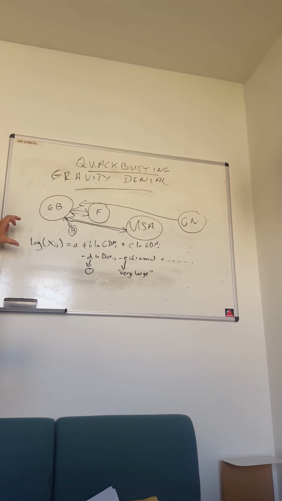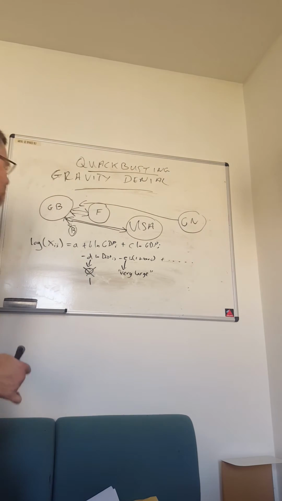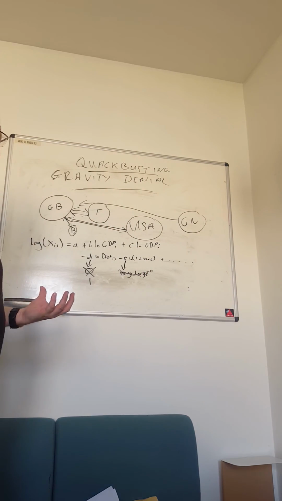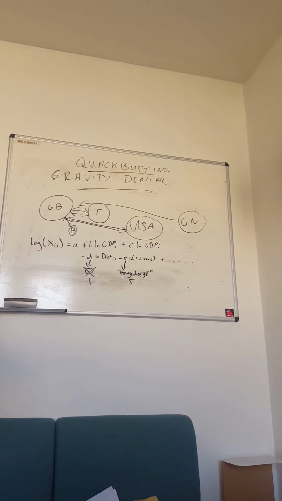But this is an empirical question. Is this naught? Is this very large? Well, the answer we get when we take it to the data is emphatically no, this is not naught, it's about 1. And no, this is not very large. When you look at a meta-analysis of the main studies which have been done, it usually comes out at about 5.